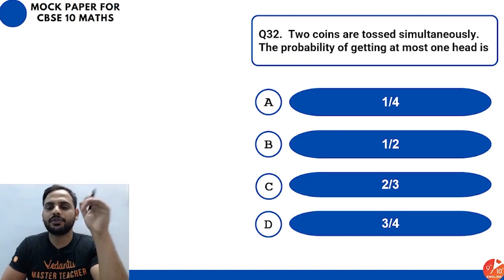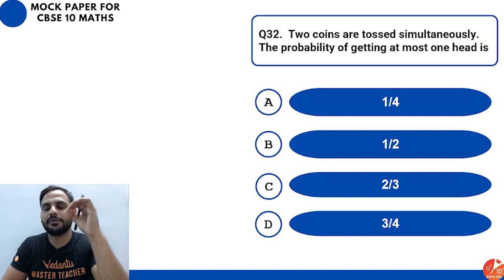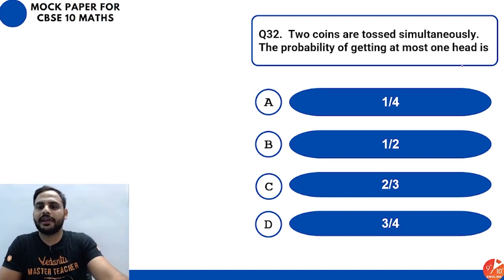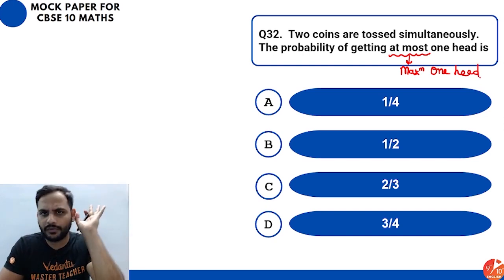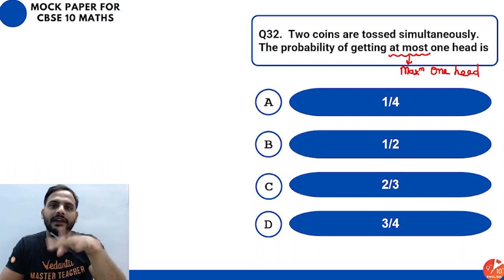Alright, now two coins are tossed simultaneously. The probability of getting at most one head. At most means maximum one head. Probability is maximum one head. More than one head is not allowed. You can have one head, no problem. You can have less than one head, no problem. But more than one head is not allowed.